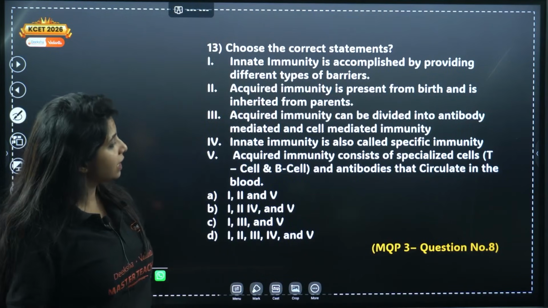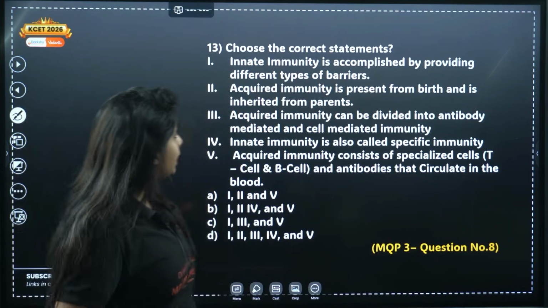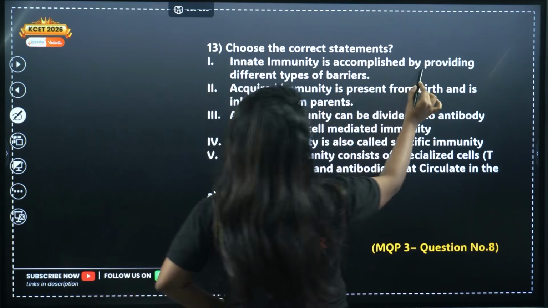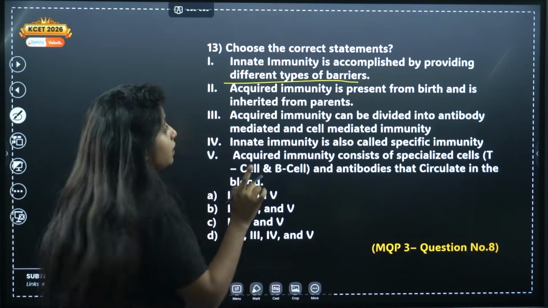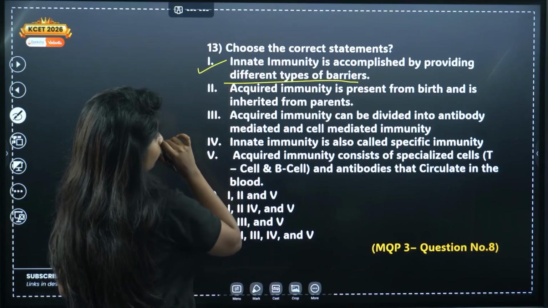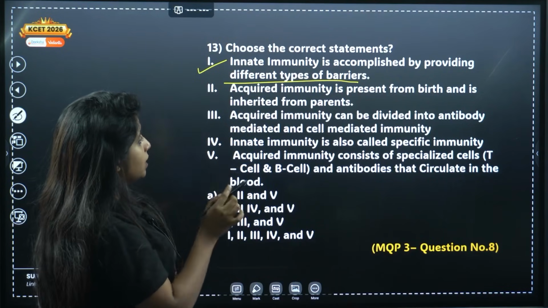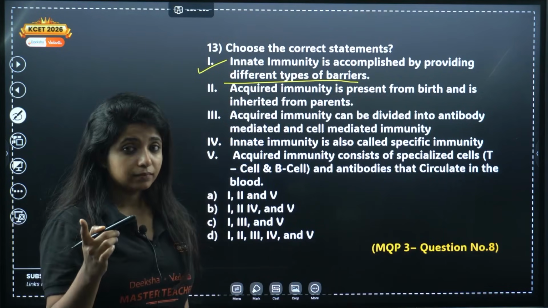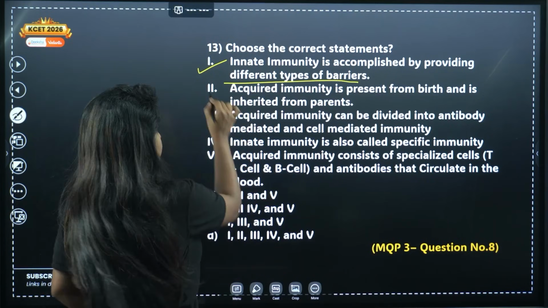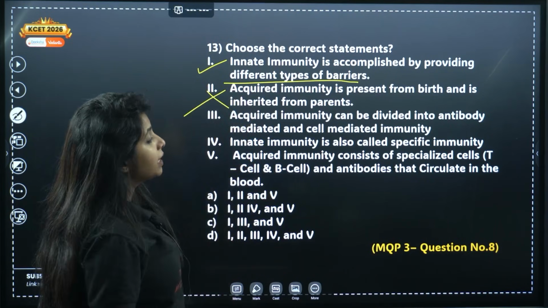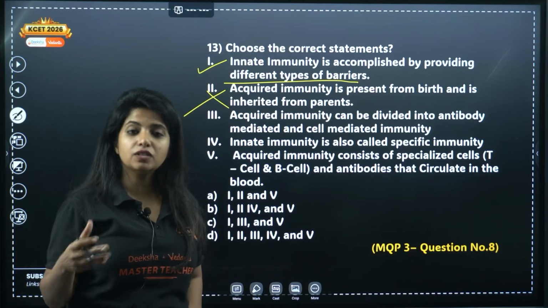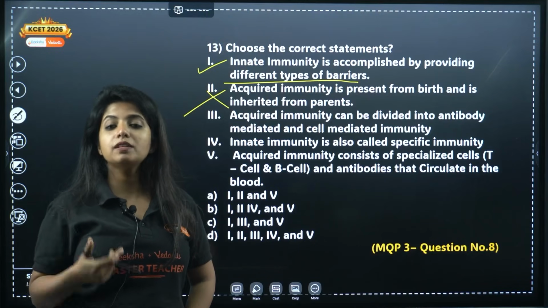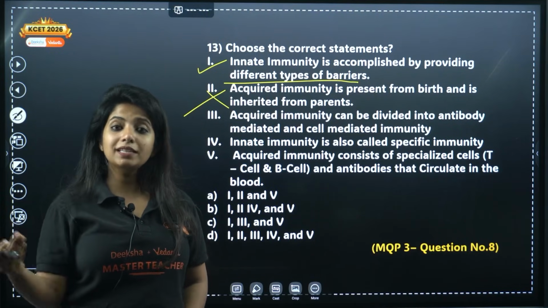Now choose the correct statements. This is question number 8. Innate immunity is accomplished by providing different types of barrier. I told you, yes, there are different types of barriers. So this is a correct statement. Now, acquired immunity is present from birth and is inherited from parents. Do we have it from birth? Wrong. Acquired immunity can be divided into antibody mediated and cell mediated. Yes, antibody mediated means humoral immunity, that means B cells, and cell mediated means T cells.